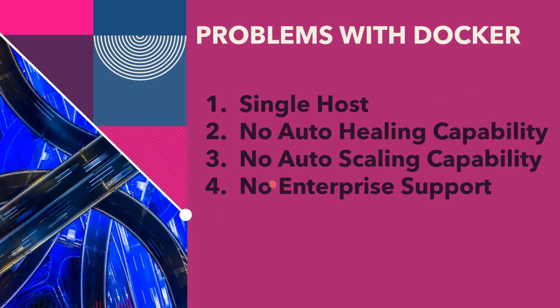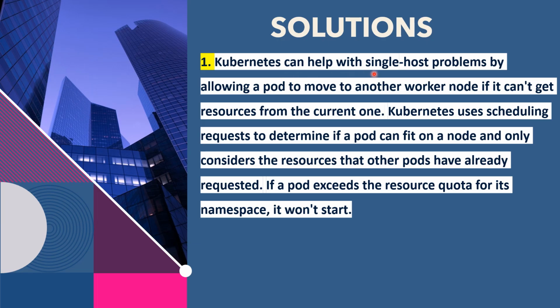Let me go to the next slide. Kubernetes can help with the single host problem by allowing a pod to move to another worker node if it can't get resources from the current one. Kubernetes uses scheduling requests to determine if a pod can fit on a node, and only considers the resources that other pods have already requested. If a pod exceeds the resource quota, then it won't start.